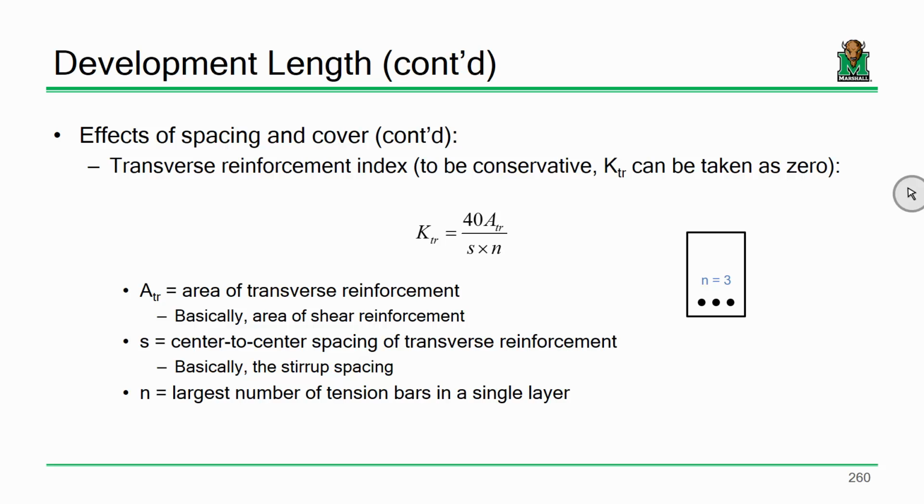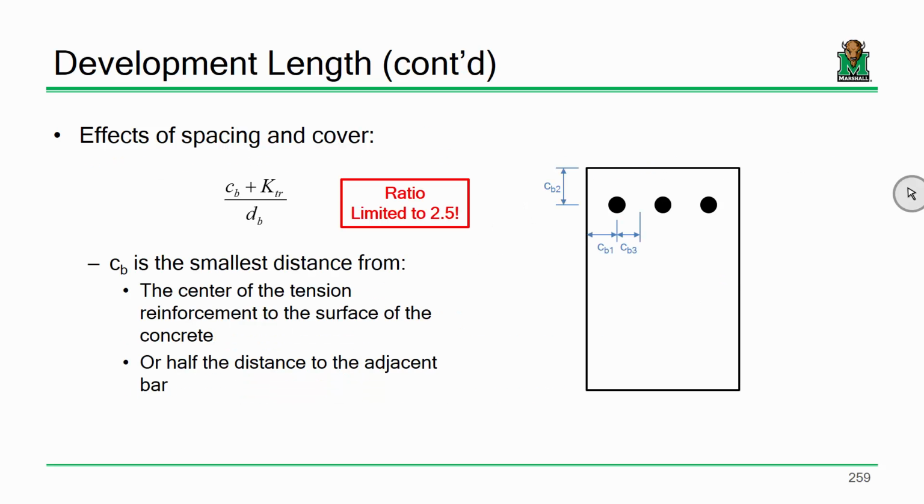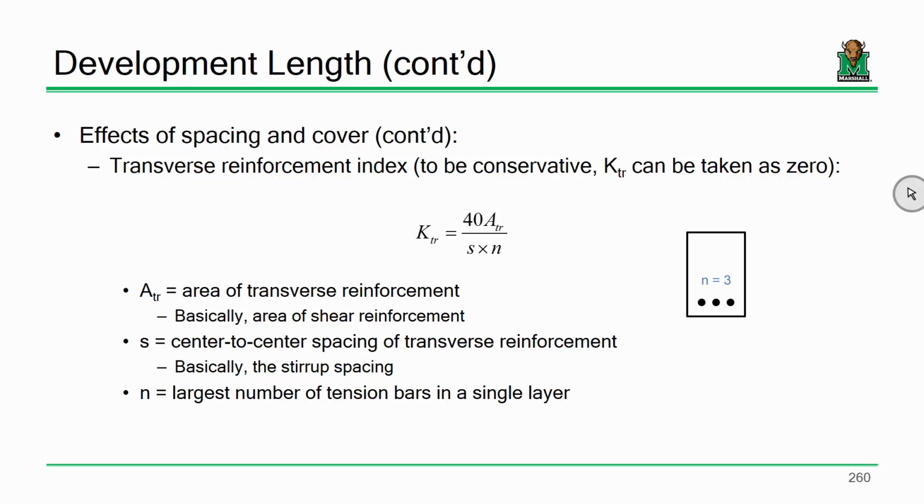Yeah, no, that was a simple one. CB is just taking this as the smallest of those distances. Basically from the center of a bar to an edge, or from the center of a bar halfway over to the next bar. So there's technically 3 different options. Go from here to here, here to here, or here to here. Exactly right. All right, sound good? All right, and here's your KTR value.